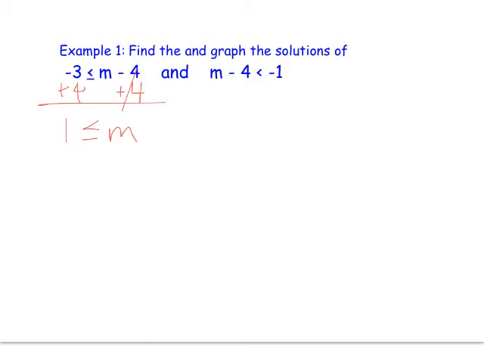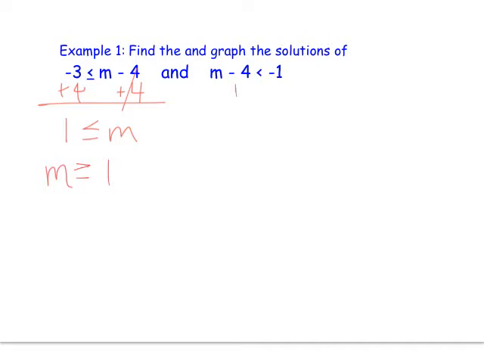And when we're talking about inequalities, I really would like my variables to be listed on the left-hand side. So if I turn this around, I want you to notice that the big end of the inequality is pointed toward the m, or you might say the alligator is eating up the m. So I want to keep the alligator eating up the m by turning it around this way. So I get m is greater than or equal to 1.